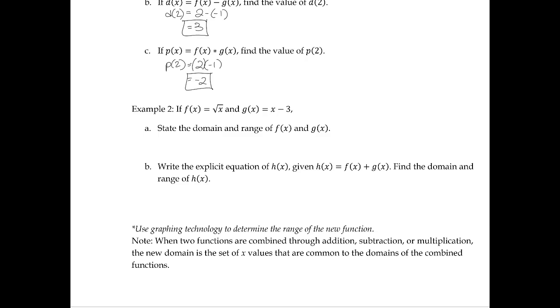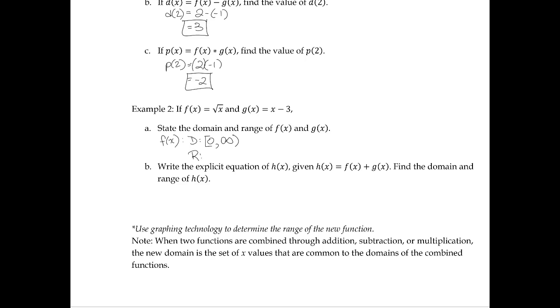Okay, example 2, if f of x is the square root of x and g of x is x minus 3, state the domain of each one. So working with f of x, my domain, well, I can't take the square root of a negative number. We know that that's a restriction, so it can't be less than 0. So we're starting at 0. 0 is allowed to have us take the square root of it, and it would go forever in the positive direction. Any positive number can have the square root of it taken.